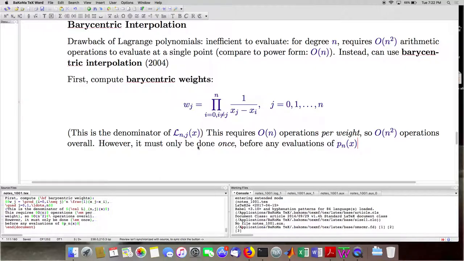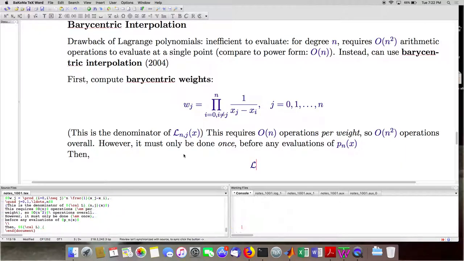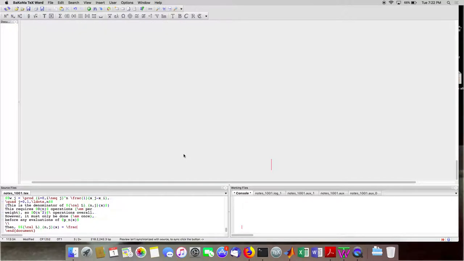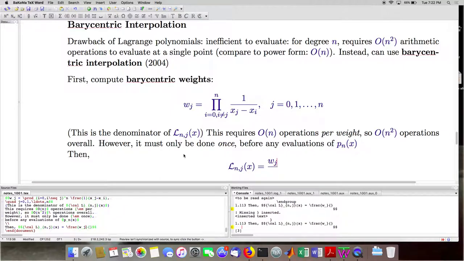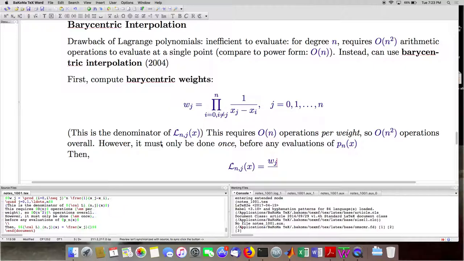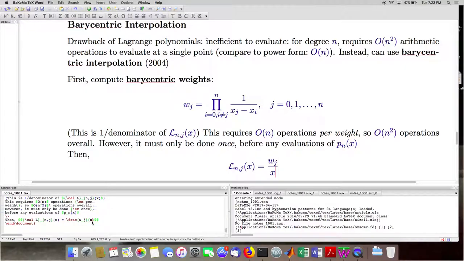Now, once you have the weights, I can express each Lagrange polynomial in a slightly different form. So I have a weight. Sorry, I goofed here. It's 1 over the denominator. So if a 1 over is included in this, that's why the weight itself actually goes in the numerator. Sorry about that. And then I have x minus xj in the denominator.